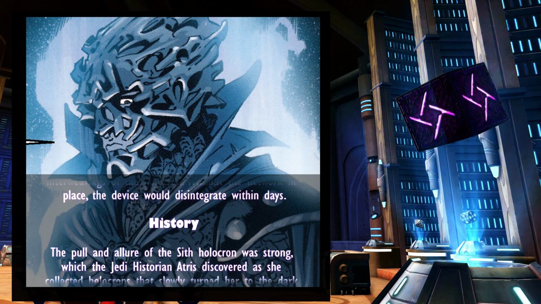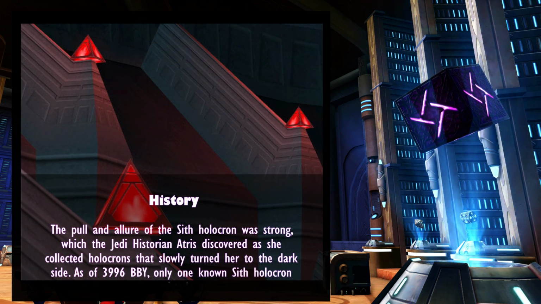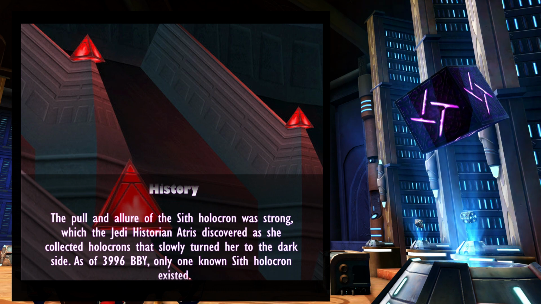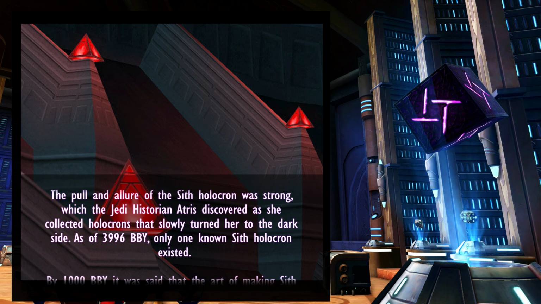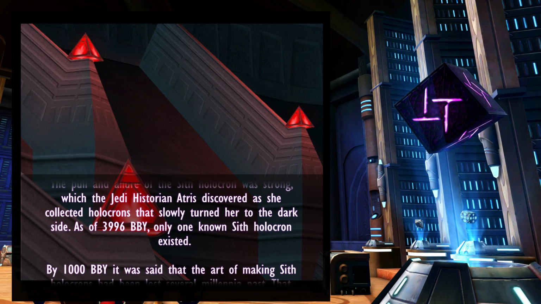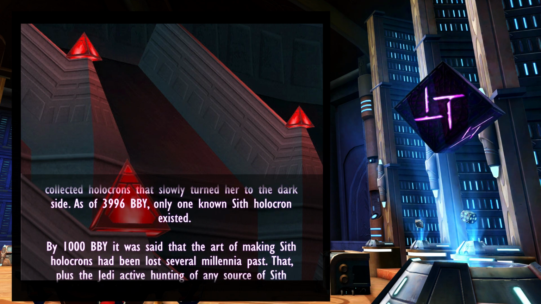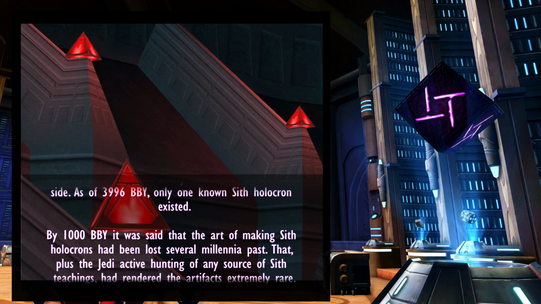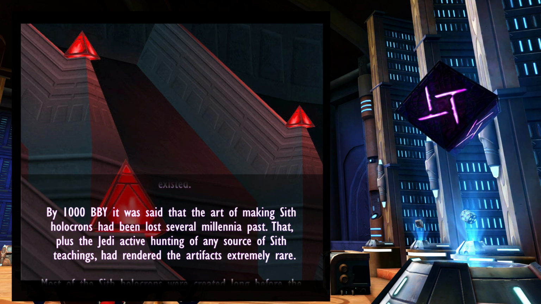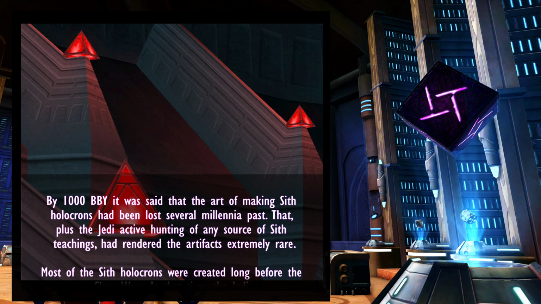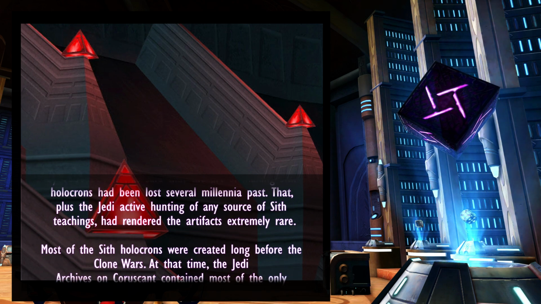The pull and allure of the Sith Holocron was strong, which the Jedi historian Atris discovered as she collected holocrons that slowly turned her to the dark side. As of 3996, before the Battle of Yavin, only one known Sith Holocron existed. By 1000 before the Battle of Yavin, it was said that the art of making Sith Holocrons had been lost several millennia past. That, plus the Jedi active hunting of any source of Sith teachings, had rendered the artifacts extremely rare.